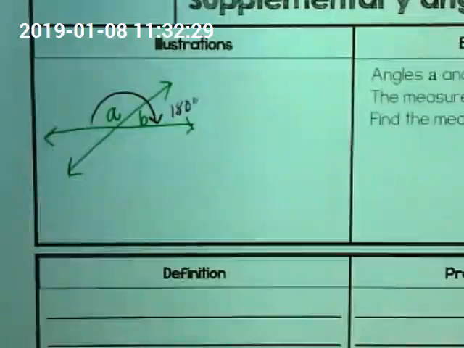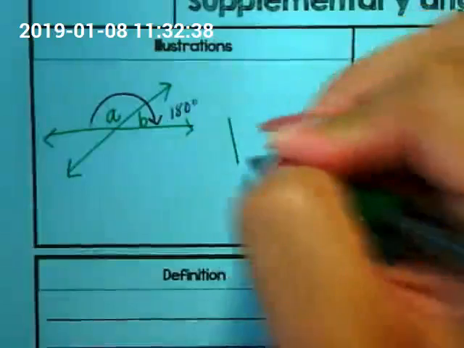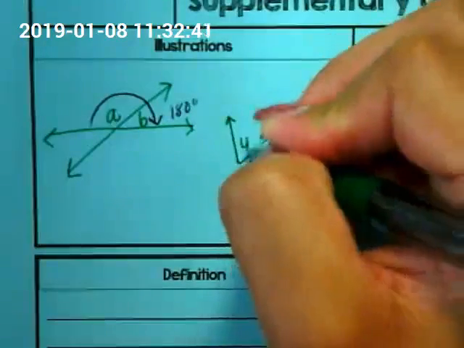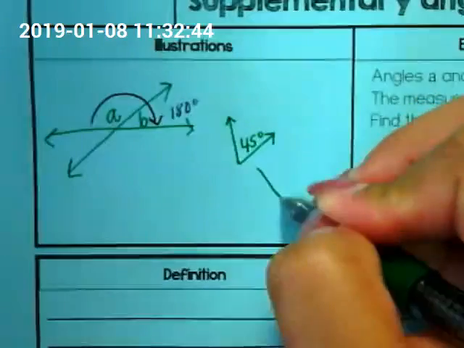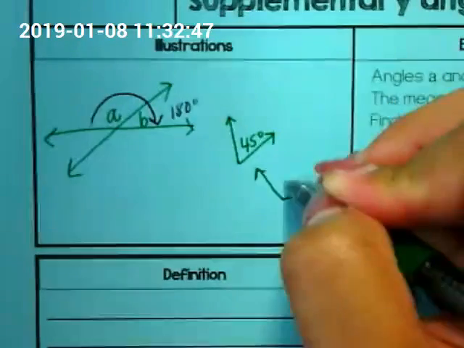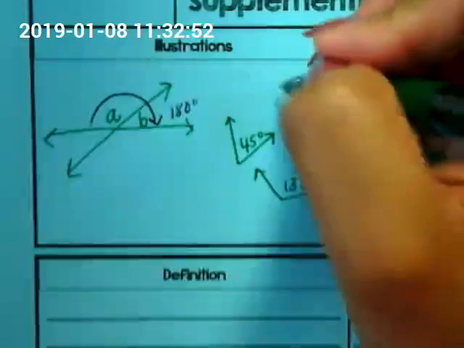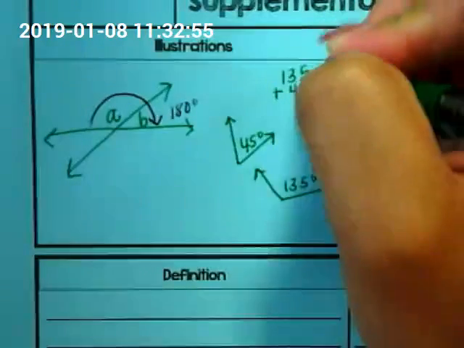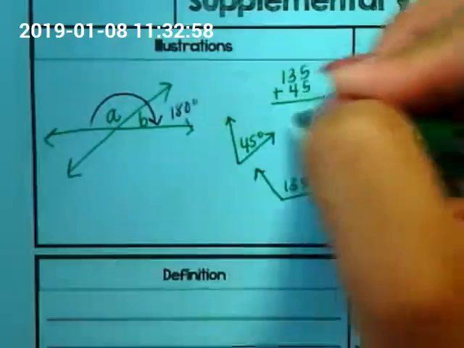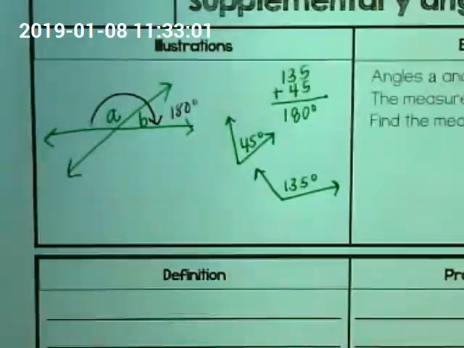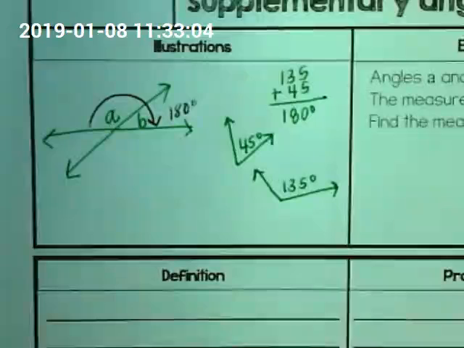Now I want you to realize that you're not always going to get your angles next to each other to be supplementary. We could have an acute angle of 45 degrees and an obtuse angle of 135 degrees like this. And 135 plus 45 gives me 180 degrees. So sometimes you have to just think, okay, if we put these two angles together, will they give me 180? And if they do, they're supplementary.